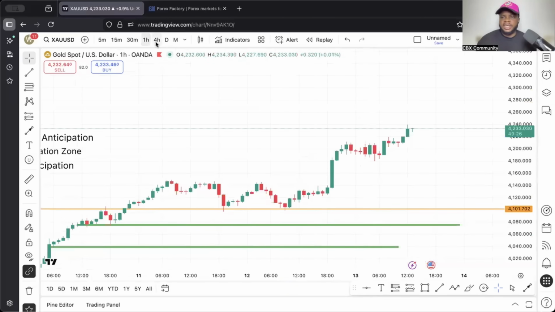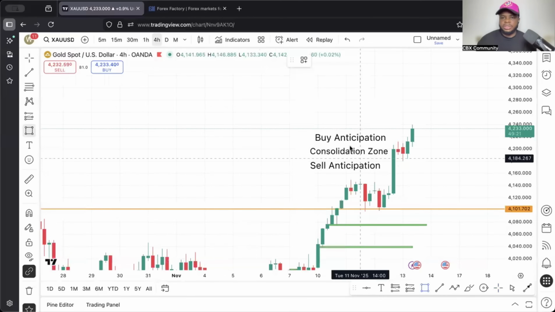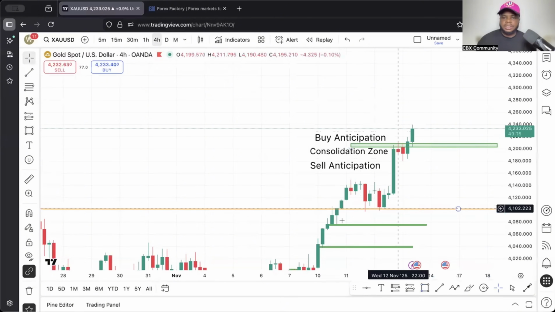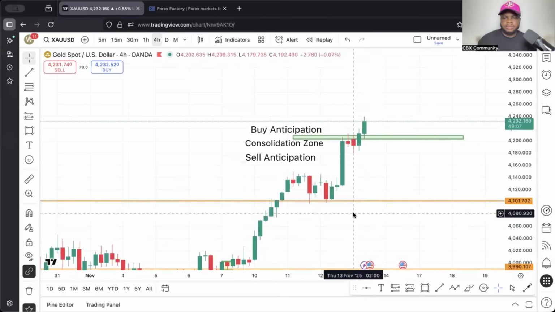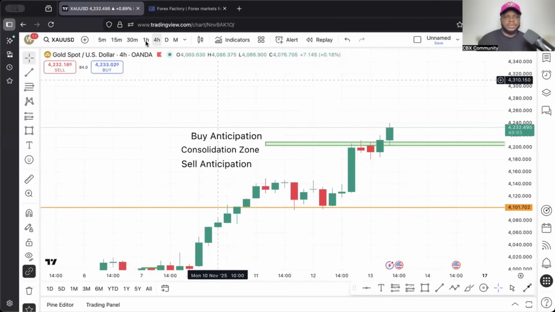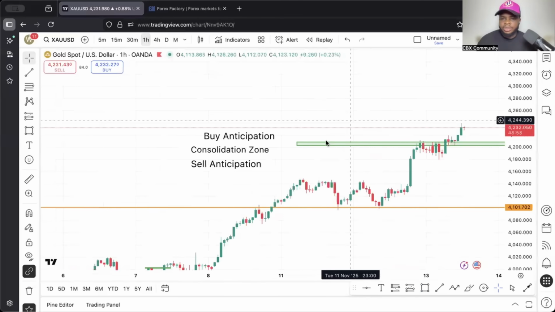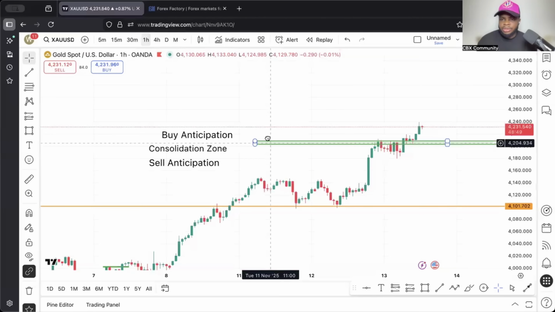Because if you look at the H4, this zone is being considered as a resistance zone, and then we have a support zone over here. Let me remove this. So let's go to the H1. As you can see, this is our resistance zone, and this is our support zone. The resistance zone is still valid. So we need to move it here.